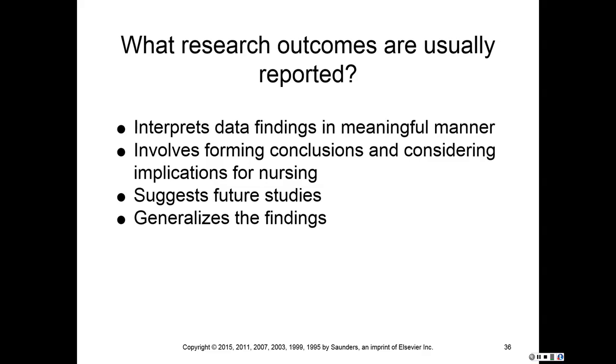What research outcomes are usually reported? It interprets the data findings in a meaningful manner. It involves forming conclusions and considering the implications for nursing. Suggests future studies. Generalizes the findings. And it also states if there have been any limitations. The sample was not sufficient to examine differences across different diagnoses. Dickinson actually stated the limitation.